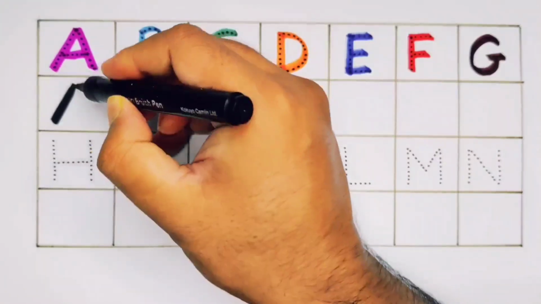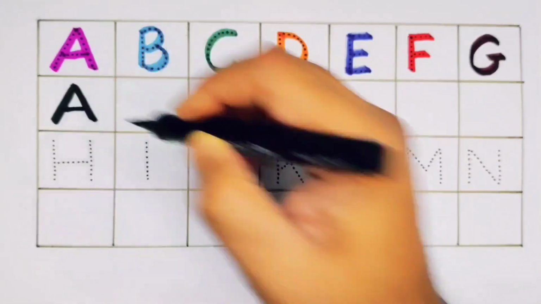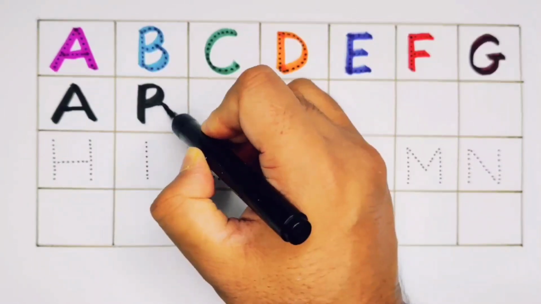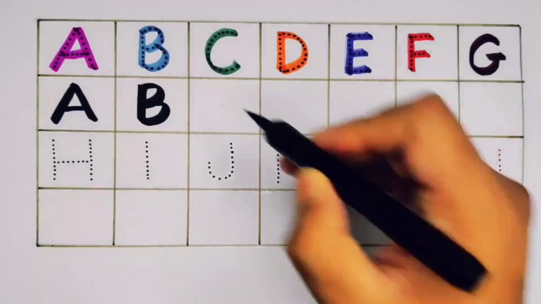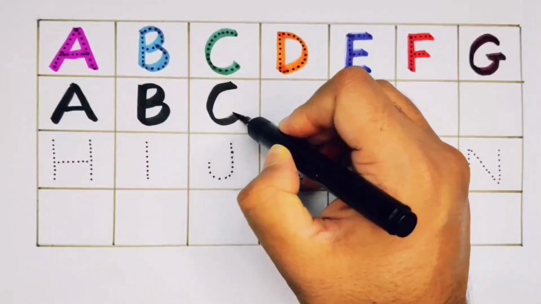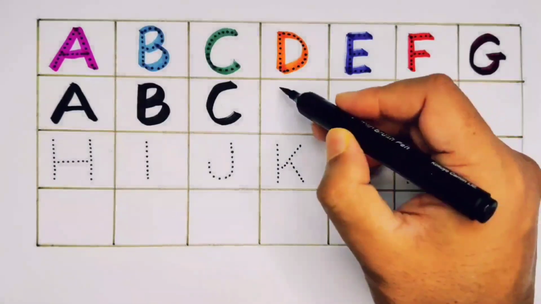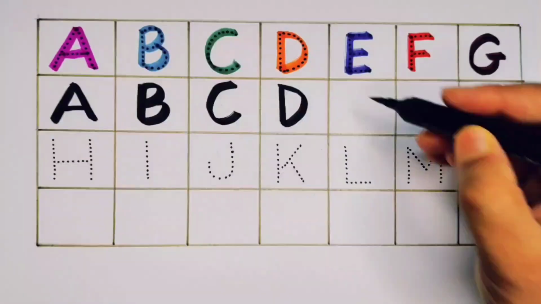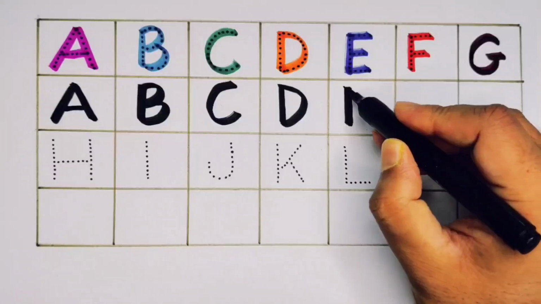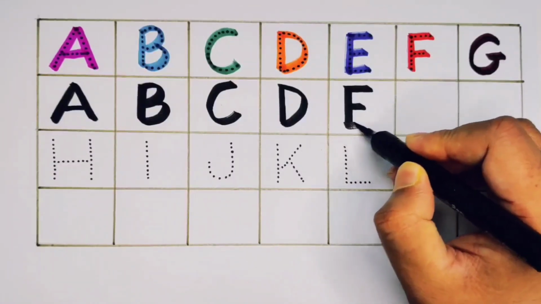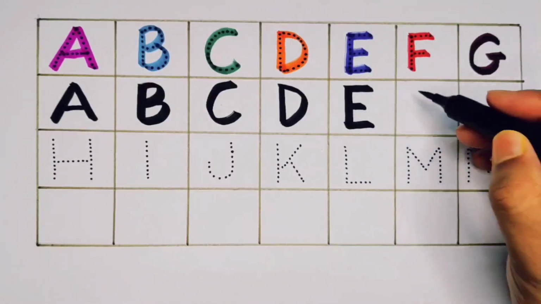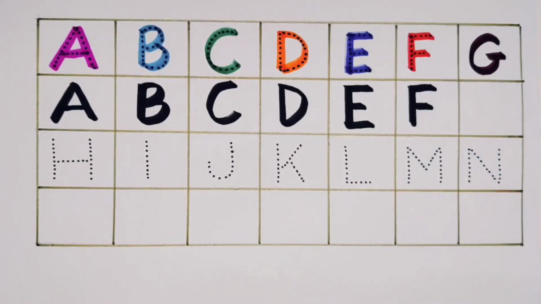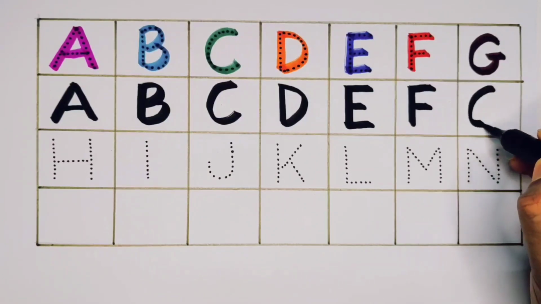A. A for apple. B. B for ball. C. C for cat. D. D for dog. E. E for elephant. F. F for fish. G. G for goat.